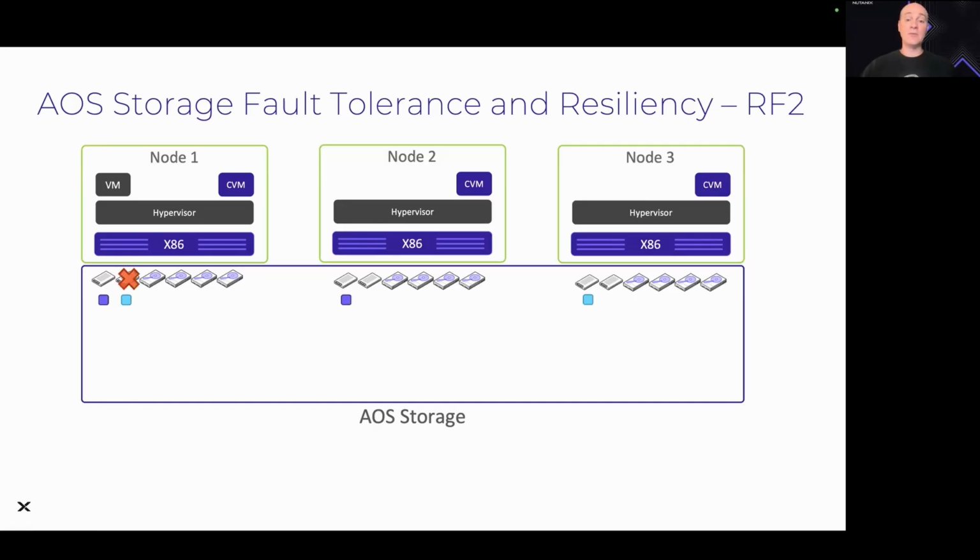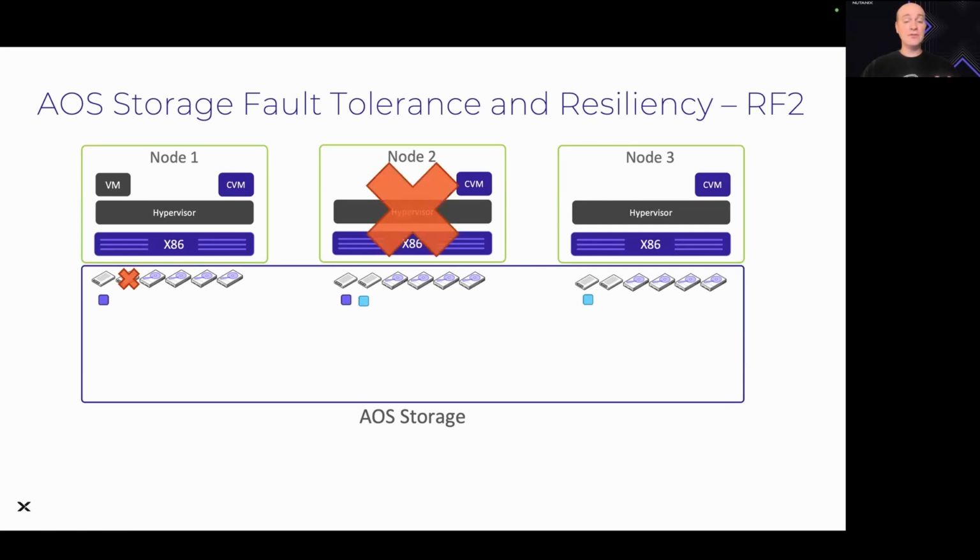If something bad happens, so say that second drive in the first node dies for whatever reason, that data block is no longer available. And if you look at the diagram, you'll see there's 2 copies of the purple data blocks, but only 1 copy of the blue data block. So in the back end, our system knows that, hey, there's only 1 copy and all the data in this storage container is supposed to be RF2. So it automatically reprotects the data block that does not have 2 copies, that does not meet our RF requirements.